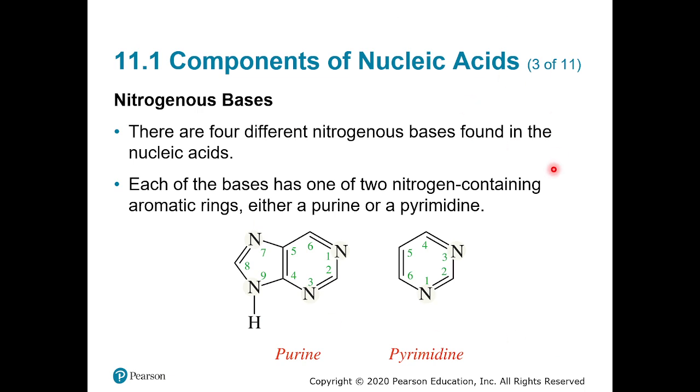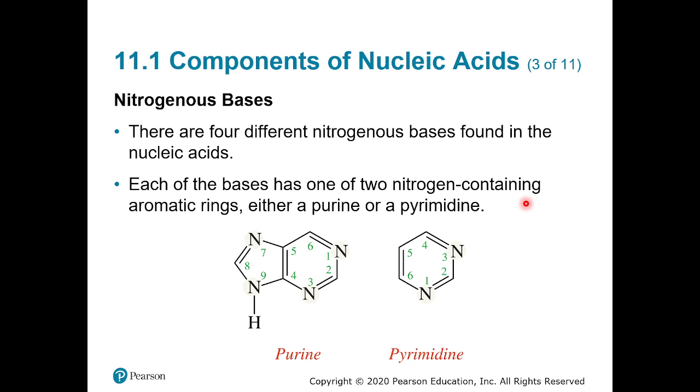There are going to be 4 different nitrogenous bases found in our nucleic acids for our DNA. Each of the bases is going to have one of 2 nitrogen-containing aromatic rings. It will either be a purine or a pyrimidine. Whenever you're putting these together, these always need to be equally spaced across. And so what you end up with is the pairs.